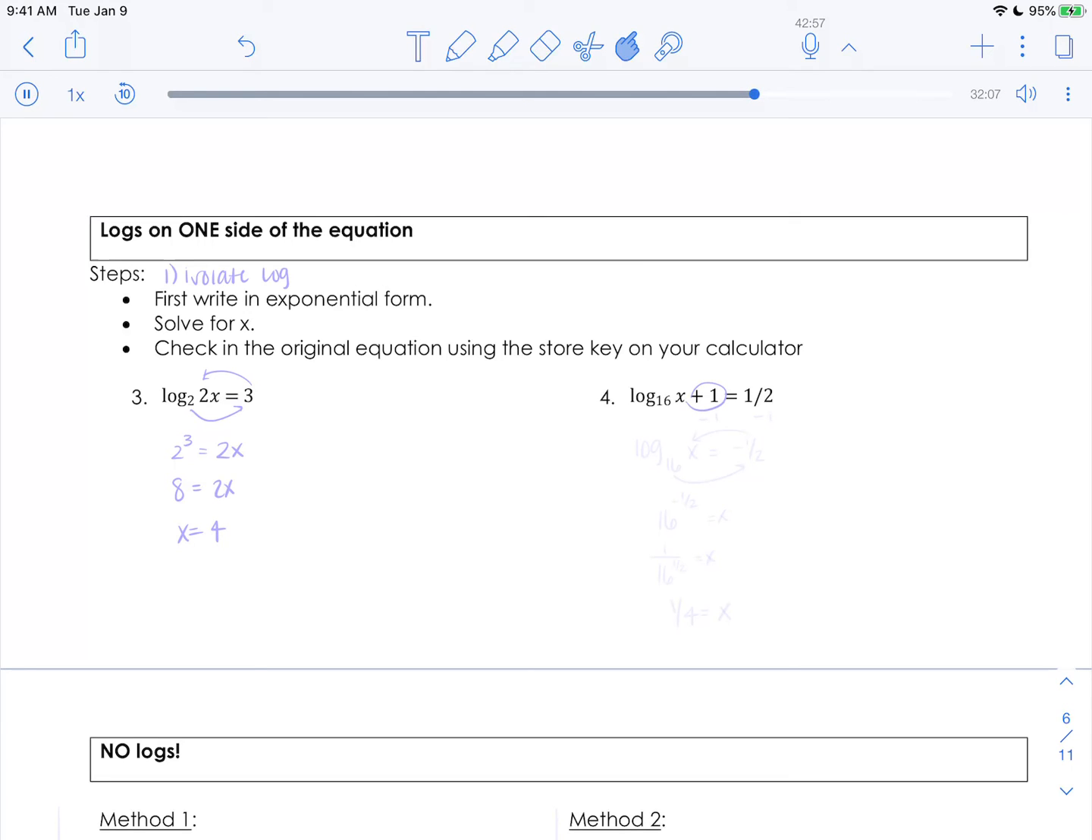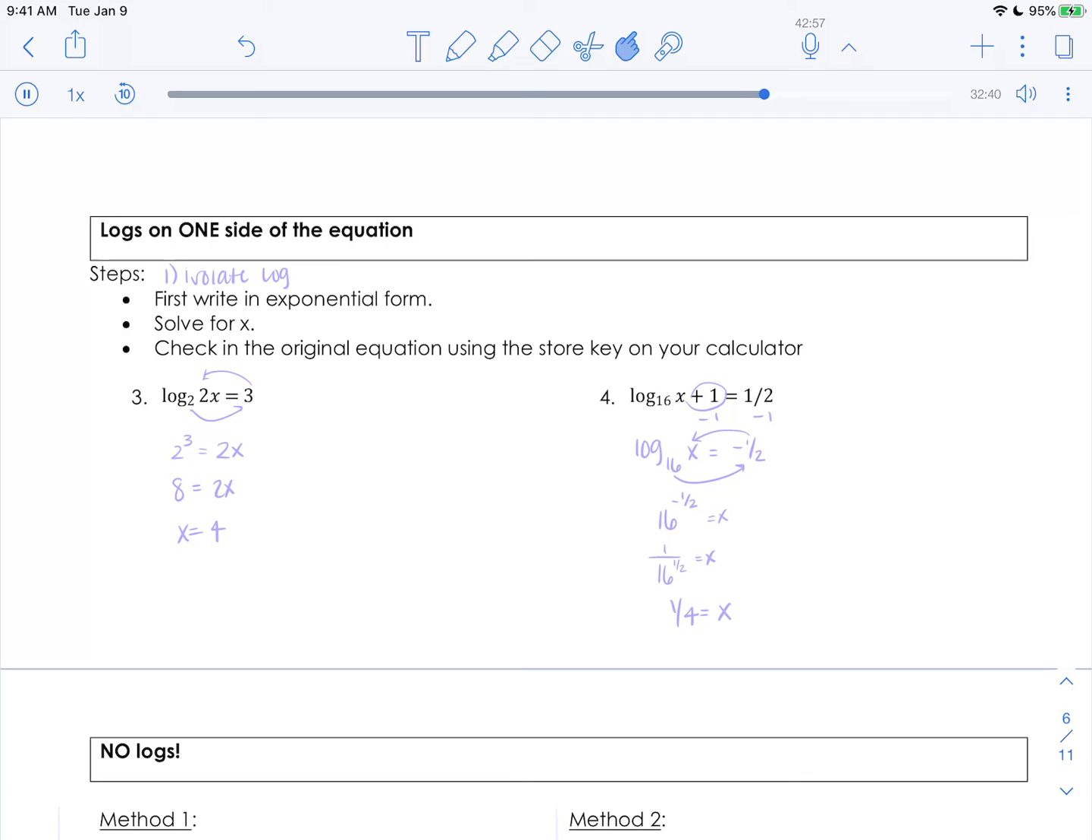Okay. Number 4, so we need to isolate. We need to move this 1, so we're going to subtract 1 from both sides. And so we have log base 16 of x equals negative 1/2. Right, now we can write in exponential form. 16 to the negative 1/2 equals x. So this one we can rewrite as 1 over 16 to the 1/2 equals x. To the 1/2 is just the square root, and the square root of 16 is 4, so 1/4 equals x.